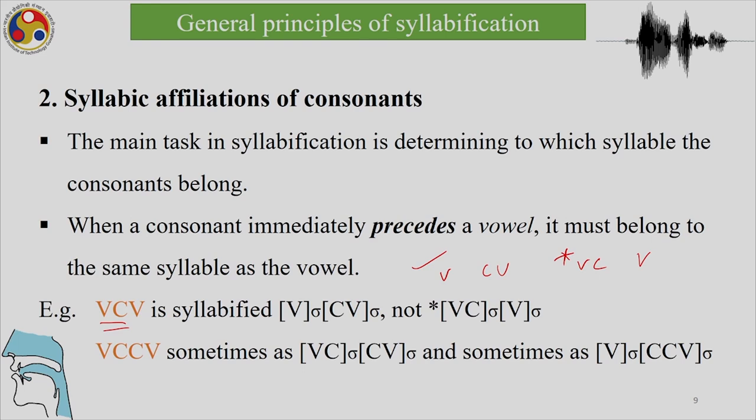Why is that so? When a consonant precedes a vowel, it must belong to the same syllable as the vowel. So we have this precedence relationship here where the consonant is preceding the vowel, and hence it should be in the same syllable as the vowel, like this one and unlike this one. So this is not good versus this is considered better.